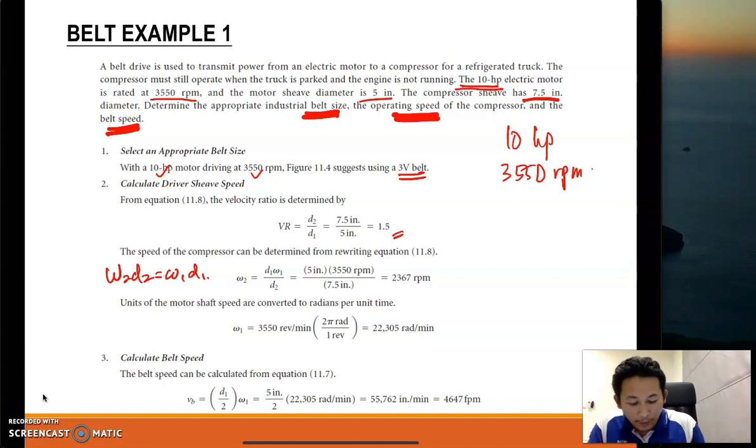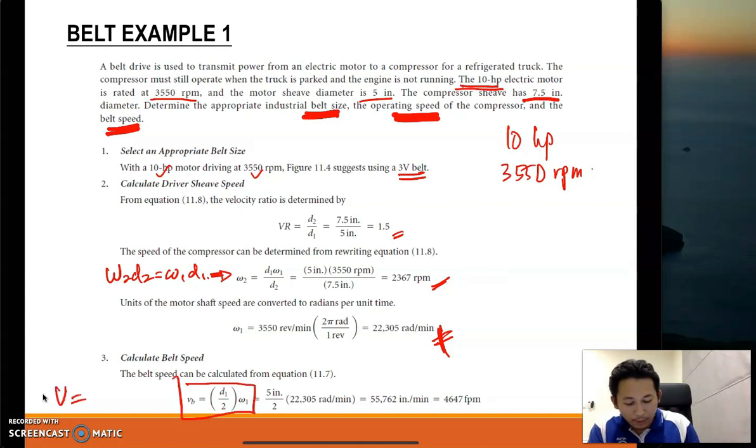So from there, for the second shaft, we just put in the values and then we get the speed. From the speed we change it to radian per minute, and then we can calculate the operating speed of the compressor. And then the belt speed: V equals omega R.